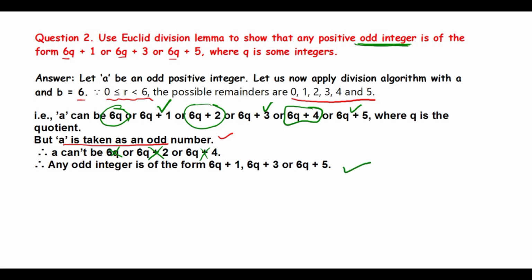Okay, so just before, I had taken one example with odd numbers like 13, 15, 17, 19. I have shown you how to get the solution like 6q plus 1, 6q plus 3 and 6q plus 5, but this is the actual method we have to use for this problem. So I hope you understood this one. So next question we'll discuss.